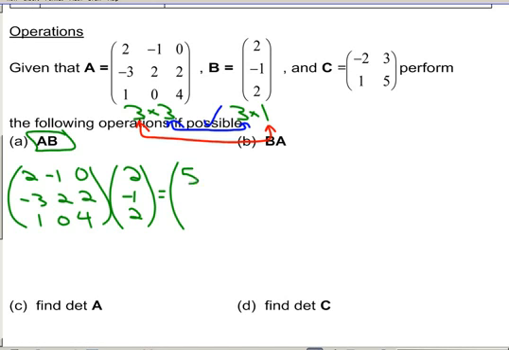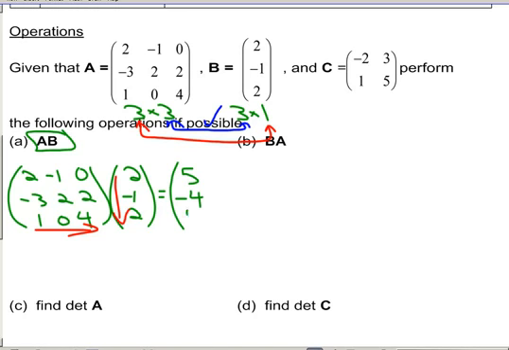So 5. Now I'm going to go to my next row in the first matrix, multiply across and down. So I've got negative 3 times 2 makes negative 6. 2 times negative 1 makes negative 2, so negative 6, negative 2, and a positive 4. Negative 6, negative 2, positive 4 gives us negative 4. Okay, and finally, across and down for the last row and column, we'd have 1 times 2, 0 times negative 1, and 4 times 2. So 1 times 2 is 2, plus 0, plus 8 gives us 10.